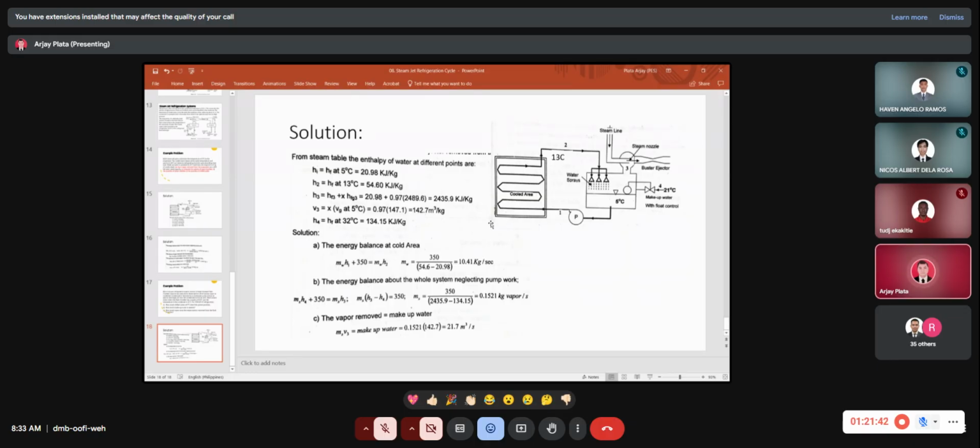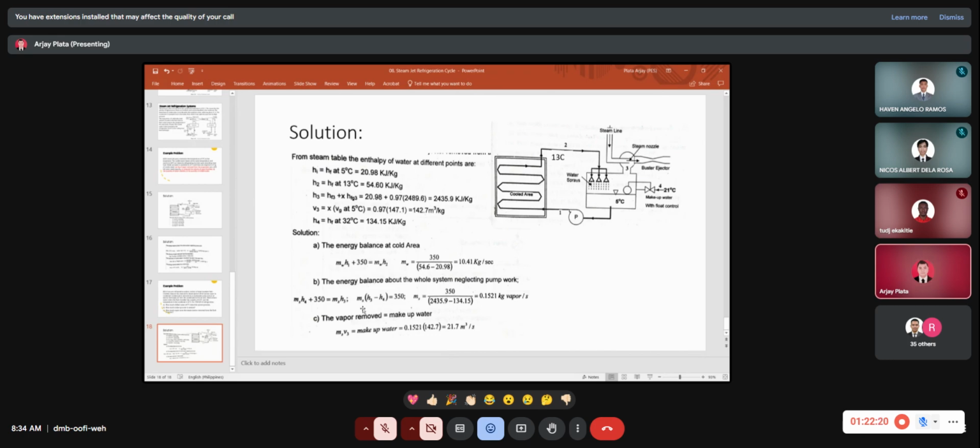We can calculate now the mass flow rate of water here at cold area. So is equivalent to 350 over H1 minus H2. So we have 54.6 minus 20.98. So we have 10.41 kilogram per second. So ito yung mass flow rate nung cold water natin na dumadaan dito sa cold area na to. Or yung chilled water na dumadaan dito sa cold area. So ito yun, 10.41.